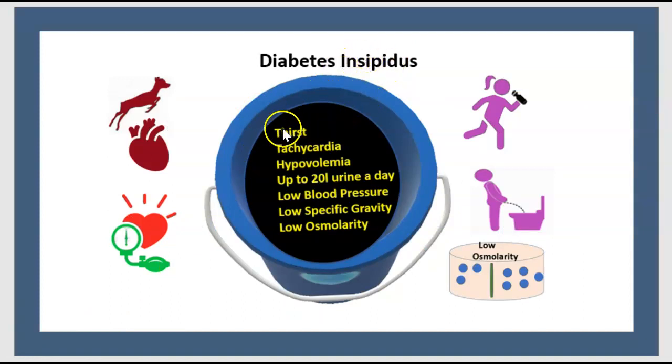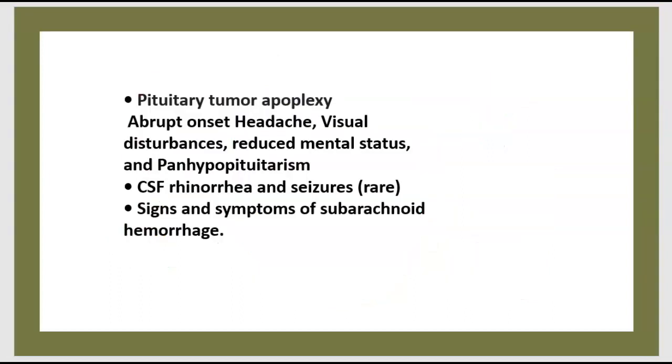Diabetes insipidus: thirst, tachycardia, hypoglycemia, hypotension, and low blood pressure, and low specific gravity, low osmolarity. Pituitary tumor apoplexy: abrupt onset of headache, visual disturbance, reduced mental status, and panhypopituitarism.